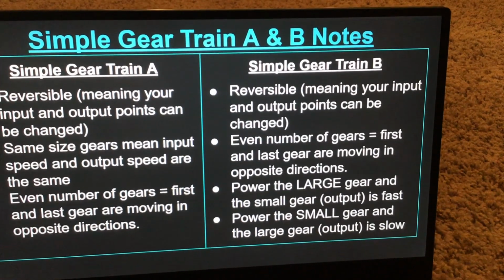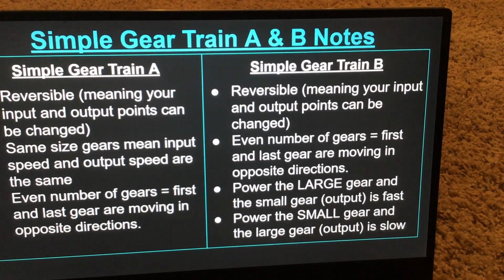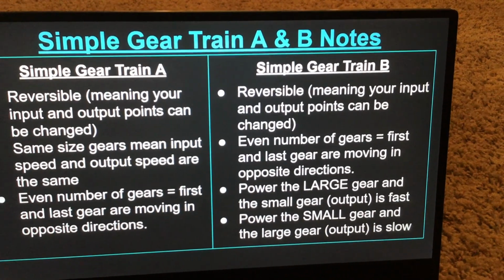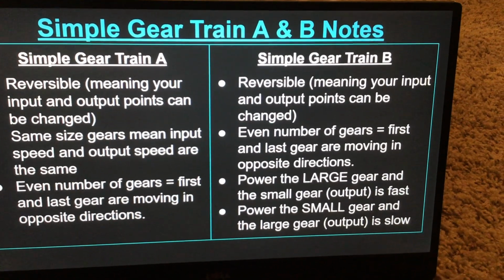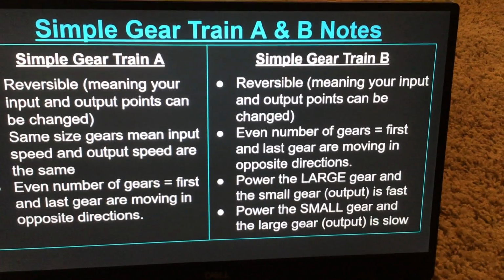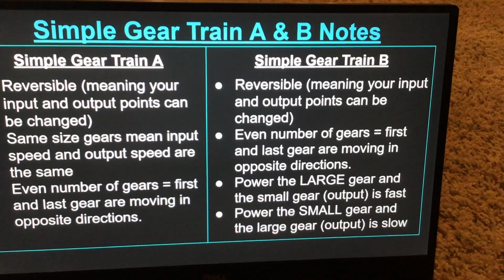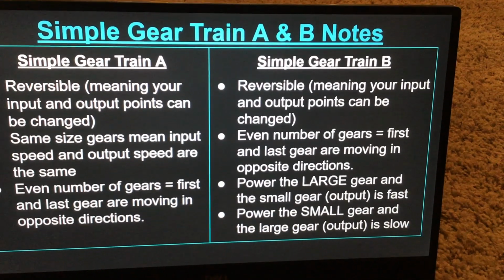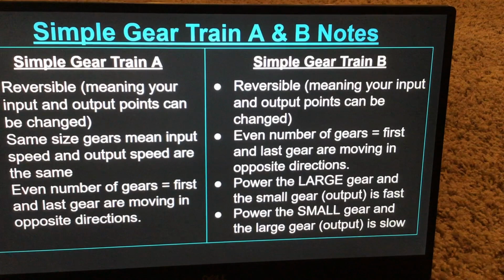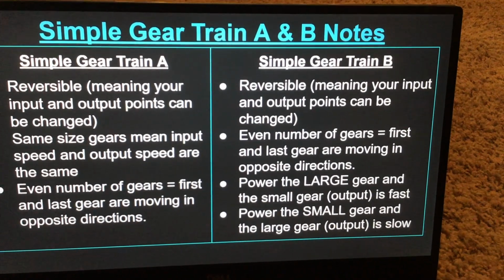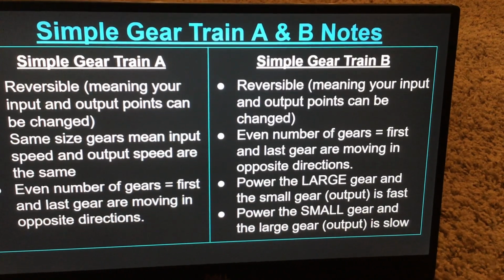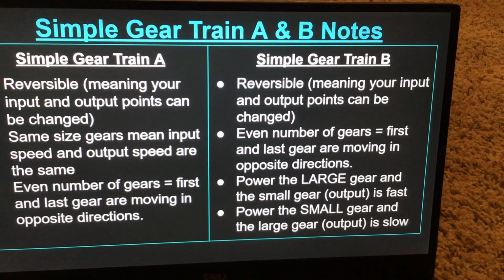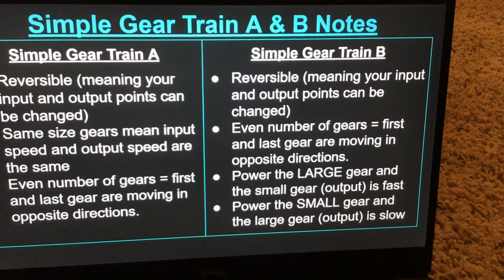And what we want to do if we want to speed our system up, we want to hook our power to the large gear. If we want to slow our system down, we're going to hook our power to the small gear. So if you want a system to move fast, power your large gear, that should be your input. If you want a system to move slow, you're going to power your small gear, and that will cause the system to go slower.